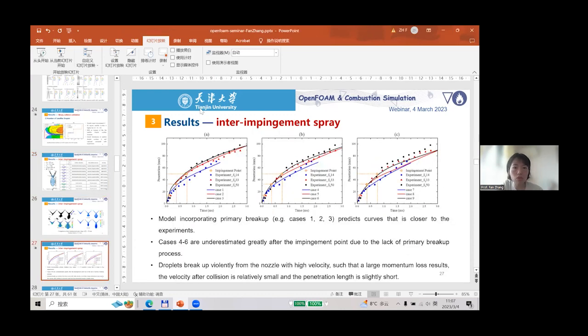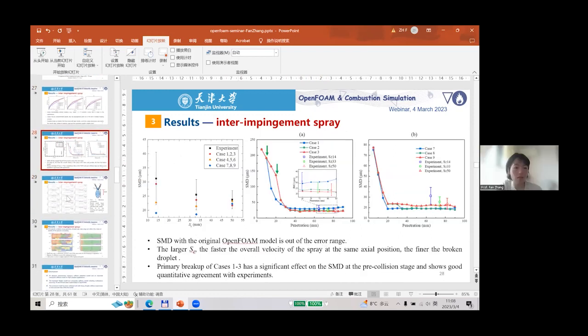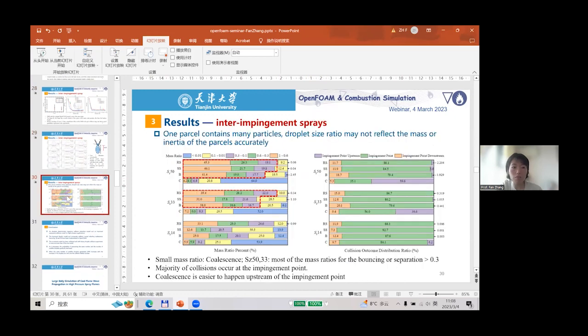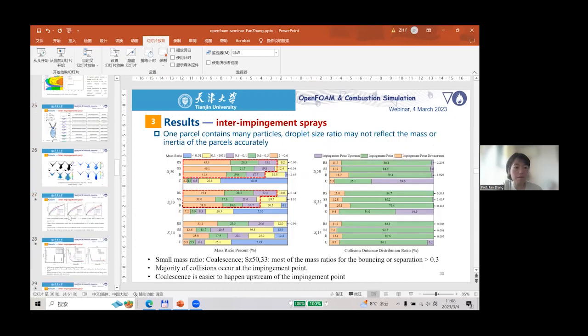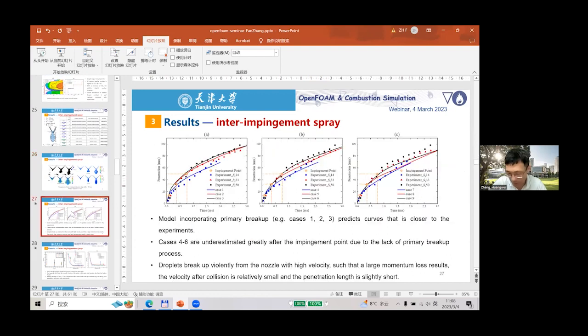If you look at the results, you can see the penetration length is underestimated if you neglect the primary breakup. For the others, I didn't give more results. Okay. Yeah. Thanks.